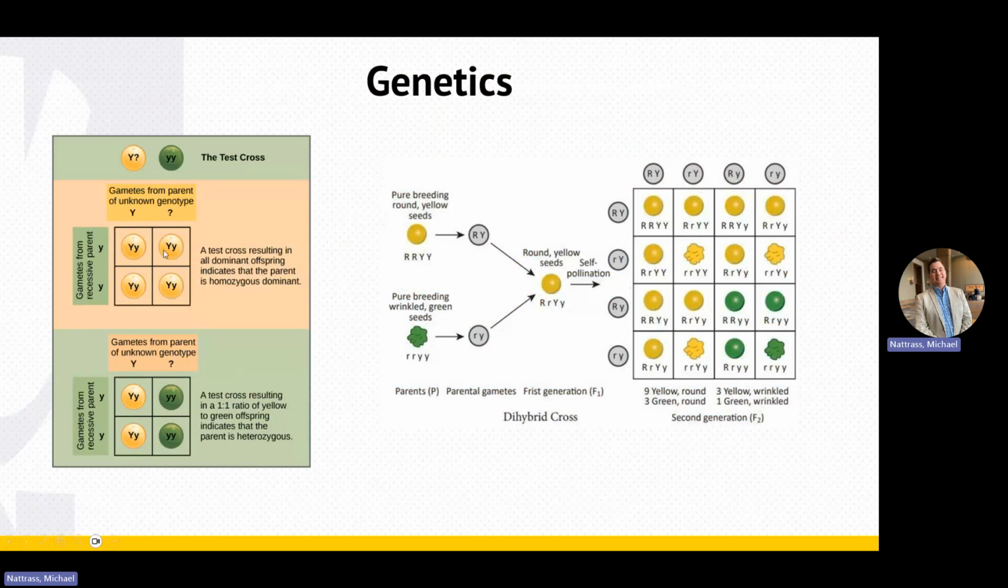For this particular one, this ratio is always going to be the same. But I think it's most important to understand that if you're just crossing one allele for like yellow or green, then you're only going to get 4. If you have 2 alleles that you're looking for, so this is round yellow and wrinkled green, then you're going to have a different outcome. But there are 16 potential outcomes for that.